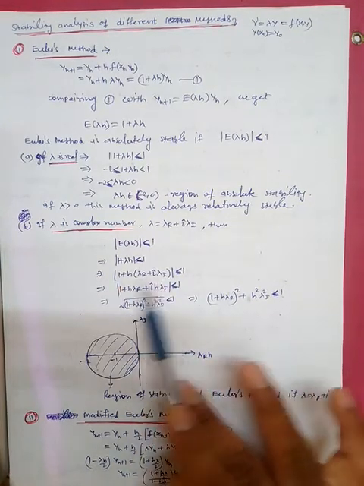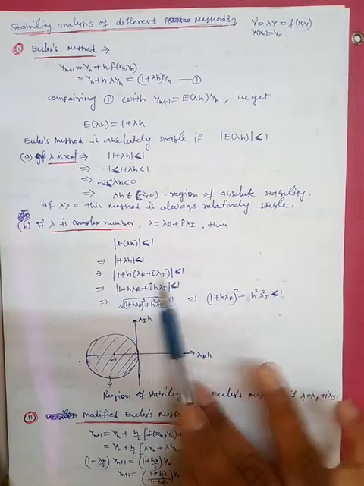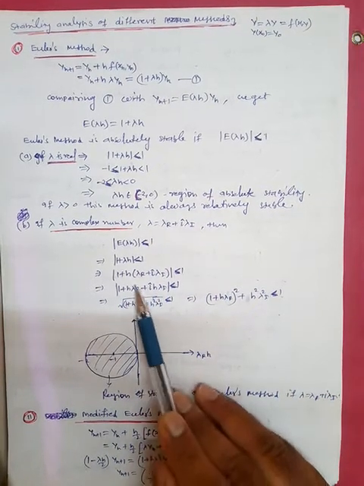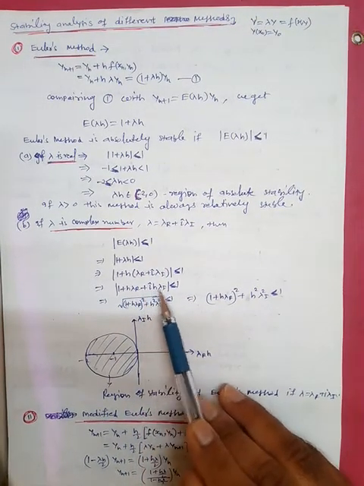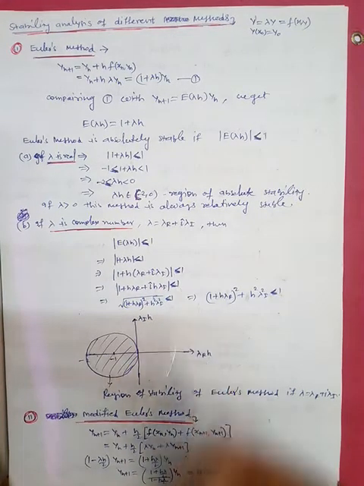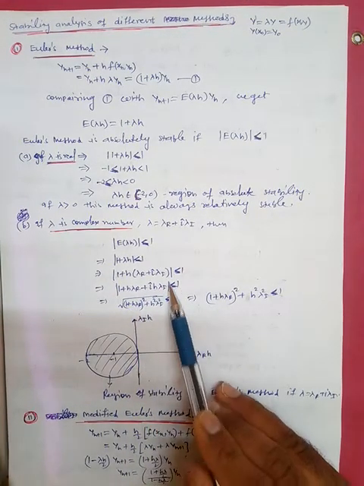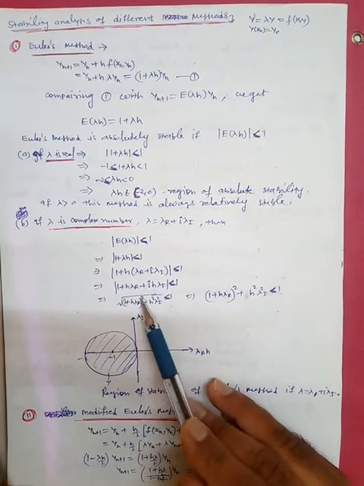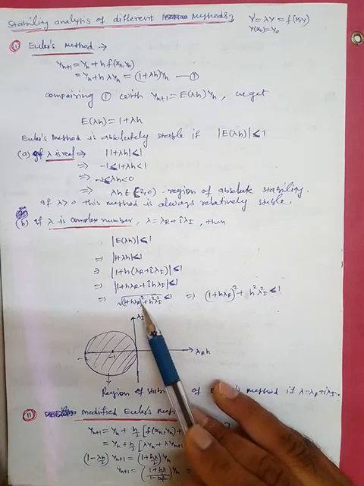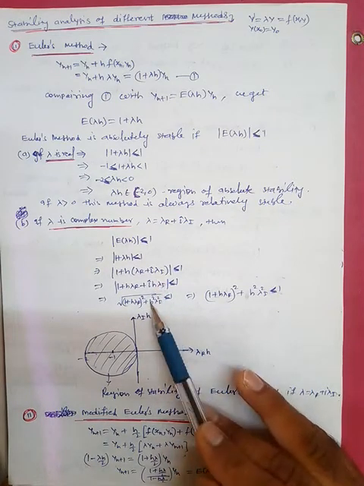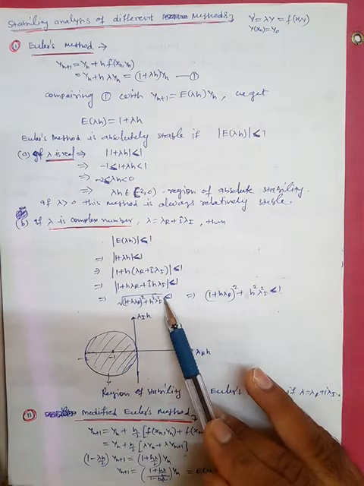So when we separate the real part and imaginary part, we will get (1 + hλ_R) + iħλ_I, and this magnitude is less than 1. When you solve this magnitude, we get the square root of the real part squared, so (1 + hλ_R)², plus the square of the imaginary part, that means (hλ_I)². This should be less than 1.